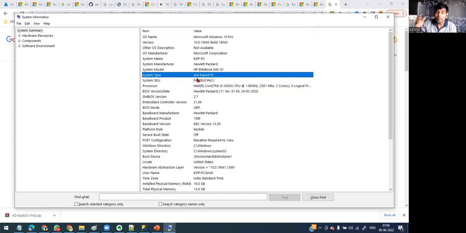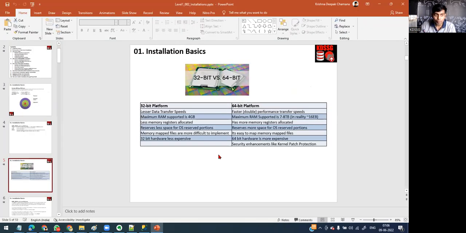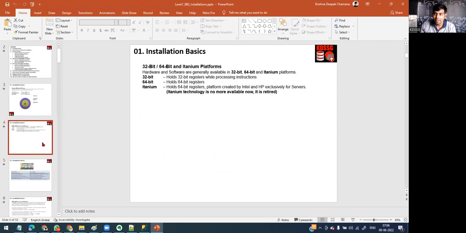So you can see x64. Now again, don't blame the manufacturers, but why this confusion? 64 means x64, 32 means x86. What nonsense is this? It should have been x32, easy mathematics.